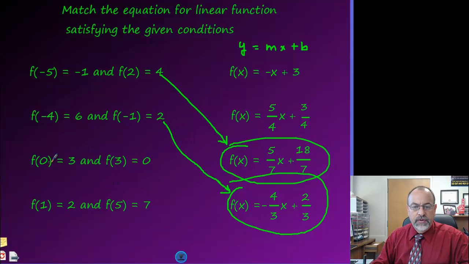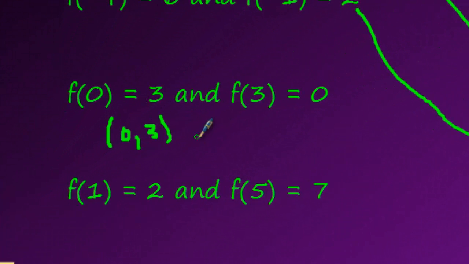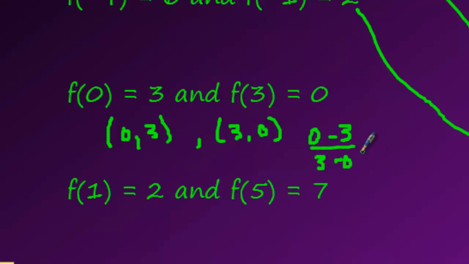Now I'm going to do this one real quick just so you can see that if you recognize the initial value or the y-intercept, you can go right into y equals mx plus b. This is the coordinate 0, 3, and this is the coordinate 3, 0. All I need to do is figure out the slope. So if I do the slope, I've got 0 minus 3 over 3 minus 0. So that's going to be negative 3 over 3, which is negative 1.